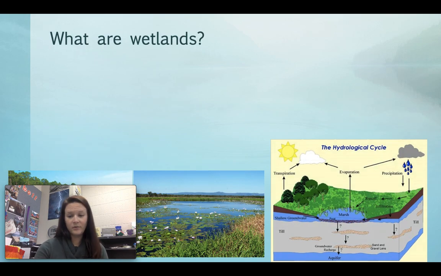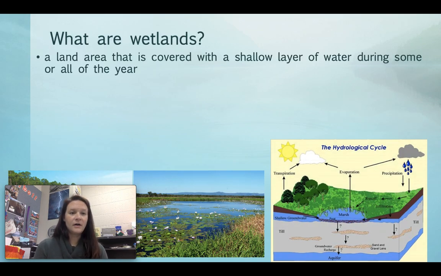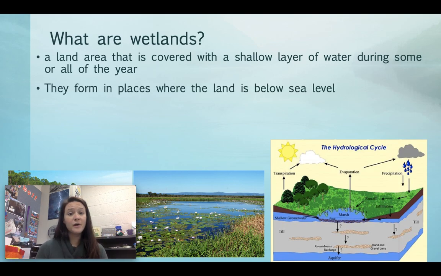Okay, so what are the wetlands? Wetlands are a land area that is going to be covered with a shallow layer of water during some or all of the year. So it's almost like a punch bowl shape, so it can keep that water in there. And they're going to form in places where the land is below the sea level. So again, it can dip down to allow for that ecosystem to be protected on each side with that water in the middle.